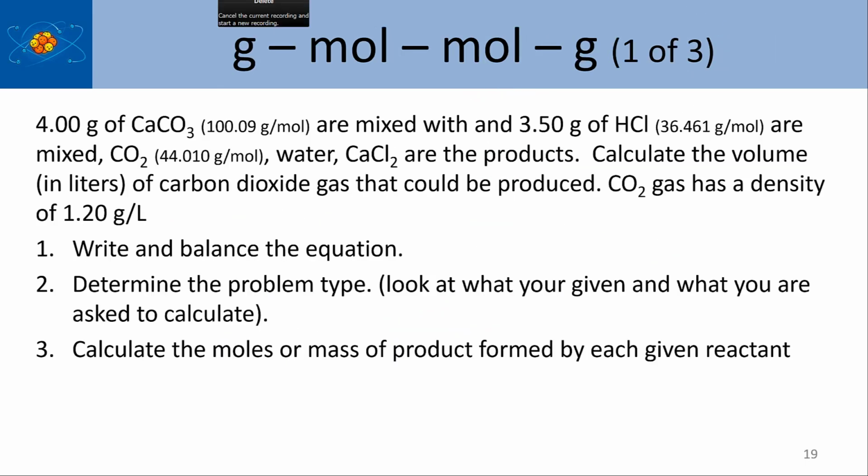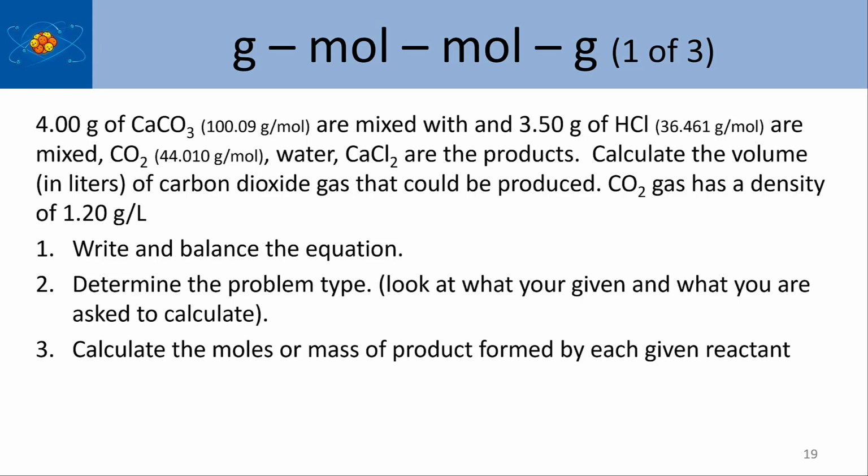Okay, so one more example problem. Another gram to mole to gram. This one looks a little more complicated, so let's read through it and see what we find. It says 4 grams of calcium carbonate are mixed with 3.5 grams of HCl. So those are the masses that are given. CO2, water, and calcium chloride are the products. Calculate the volume in liters of carbon dioxide gas that could be produced. CO2 has a density of 1.2 grams per liter.